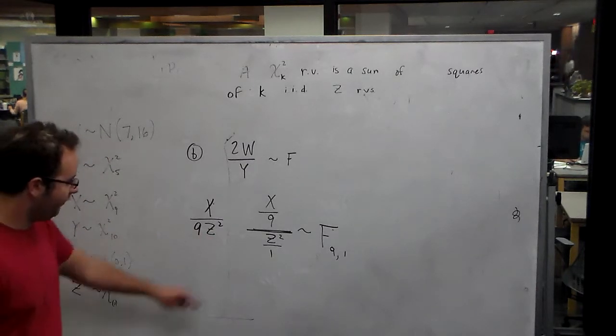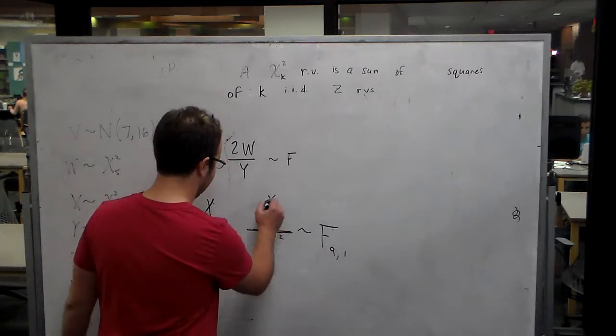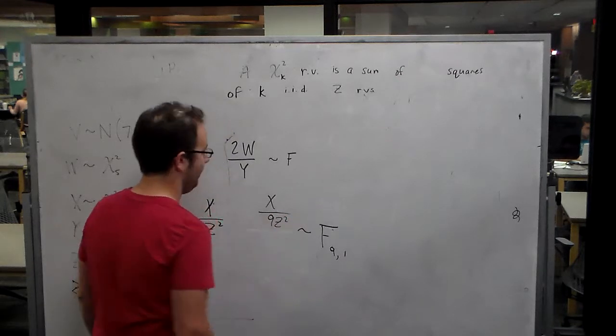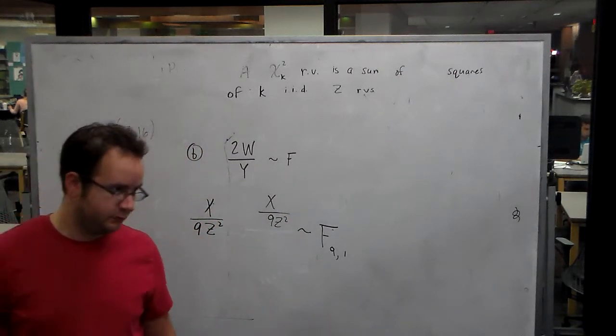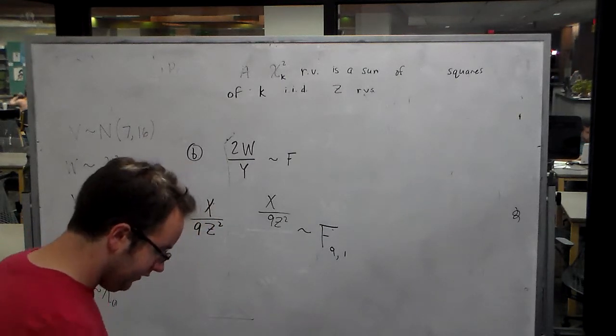Yeah, it is. If I flip this bottom fraction and multiply, the 1 moves up to the top, and the Z squared occupies the bottom. So this is an F distribution with 9 numerator degrees of freedom and 1 denominator degree of freedom. Make sense? Mhm.